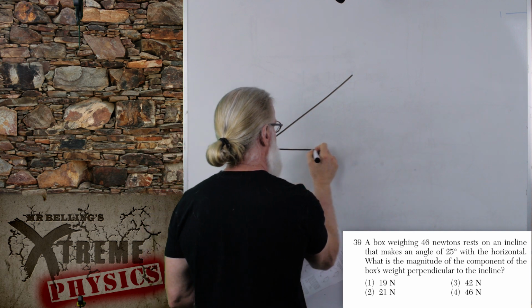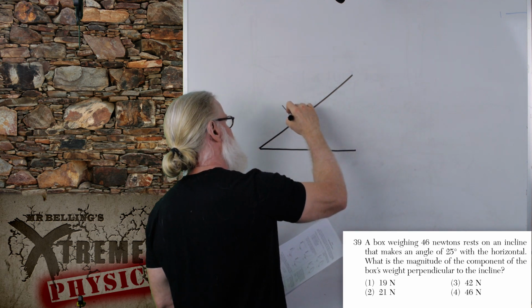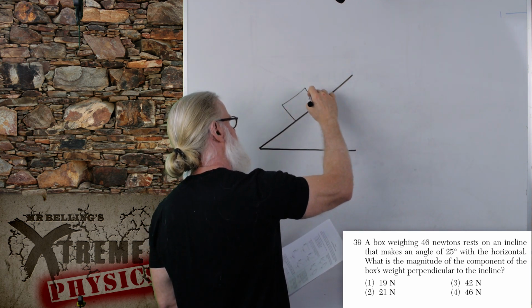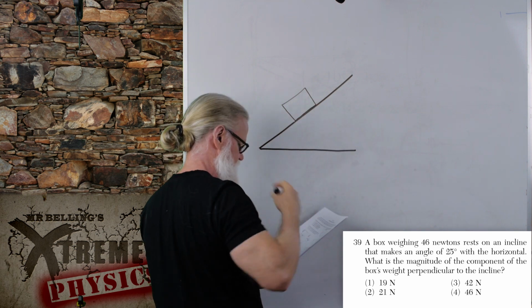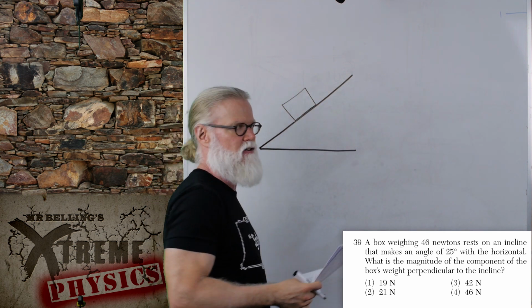So we've got ourselves an inclined plane. You're always going to draw what's going on. Here's my box. What is it that's on there? A box, hey, and I drew a box.